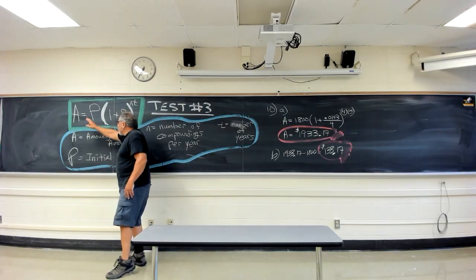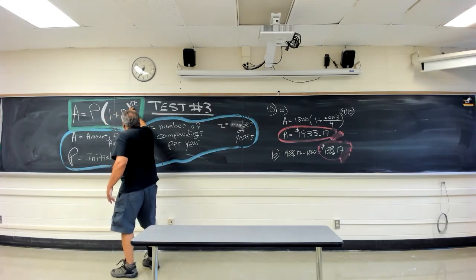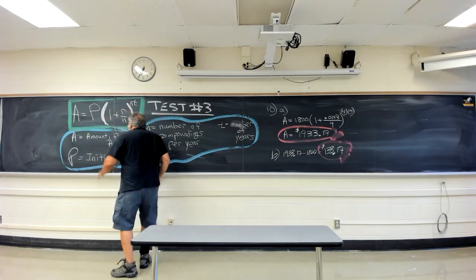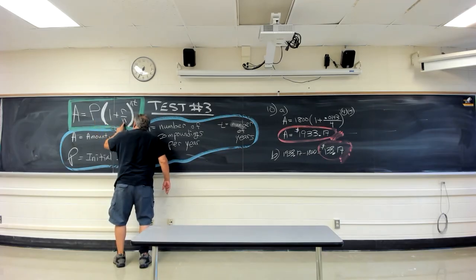A equals P times the quantity 1 plus R over N, that entire quantity to the NT. This quantity right here, before you deal with the P, has to be done first, then you multiply with P. You do not bring P into here at any point. You never bring P into here at any point for our purposes.